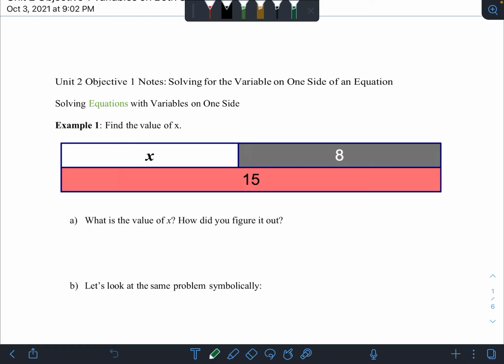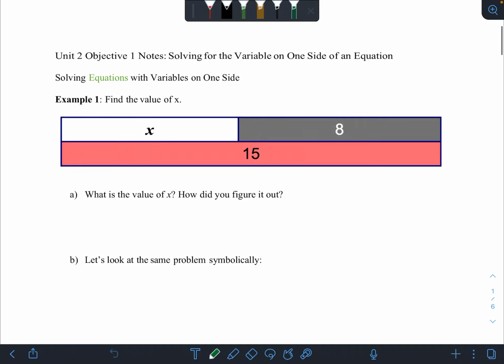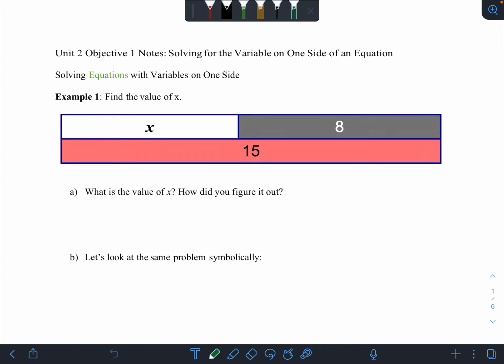So for the Unit 2 Objective 1 notes, we're moving into a unit where we are going to start solving equations. We're going to start with variables on one side and then both sides, and we'll work through 5-step problems. So let's start with some examples here. It says, find the value of x in this problem.